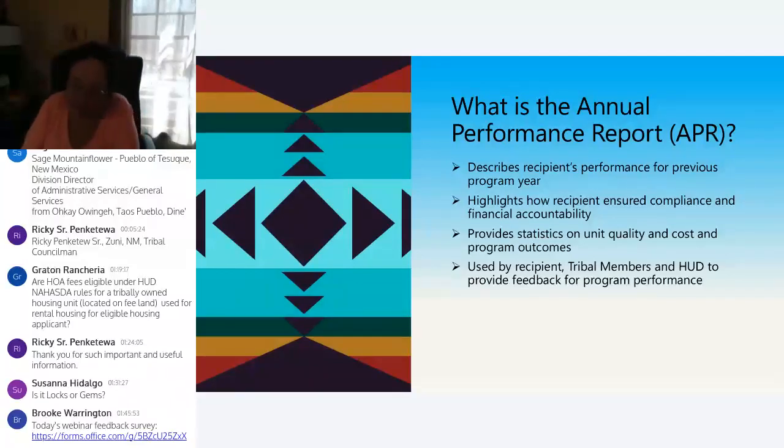So you have to back up your APR. You got to get your self-monitoring done. You have to put it out for comment. You have to have time for your governing body to approve it. And then you have to send it to HUD. So you really have to have your ducks in a row to make sure that this thing comes in a timely manner. Okay.